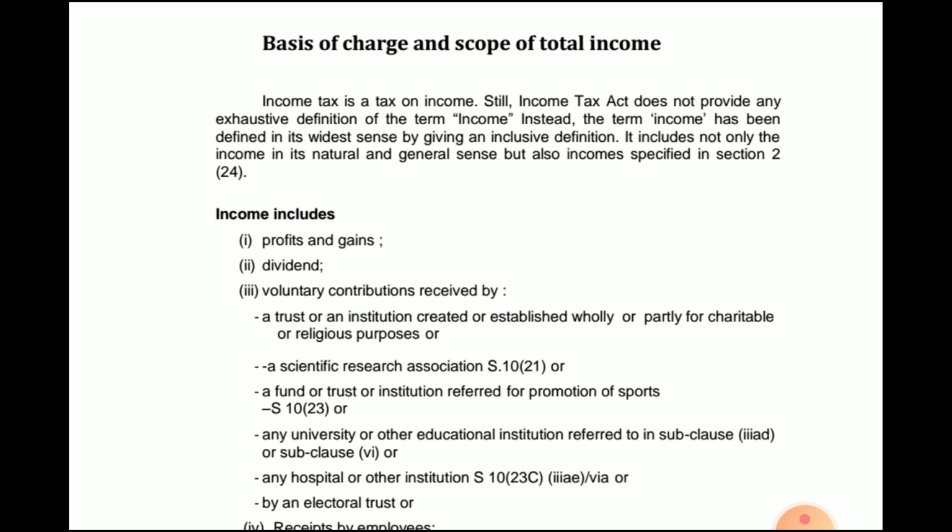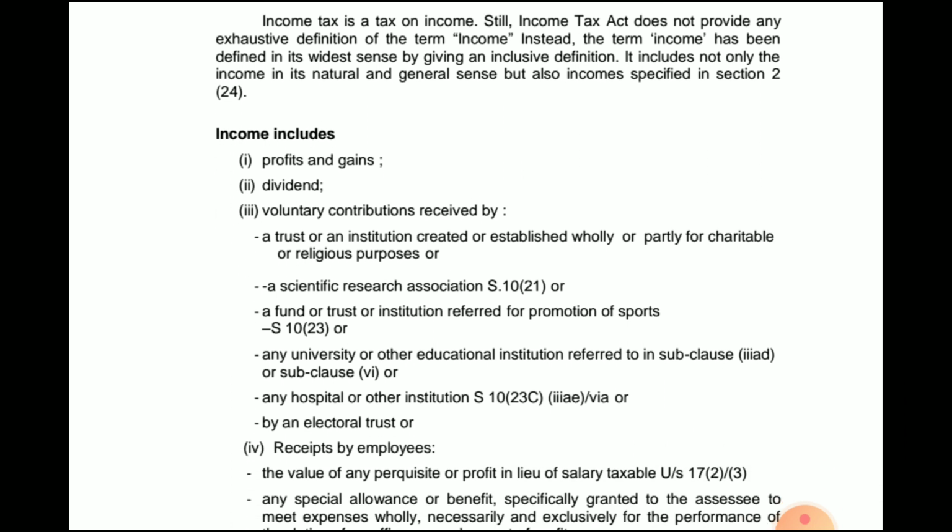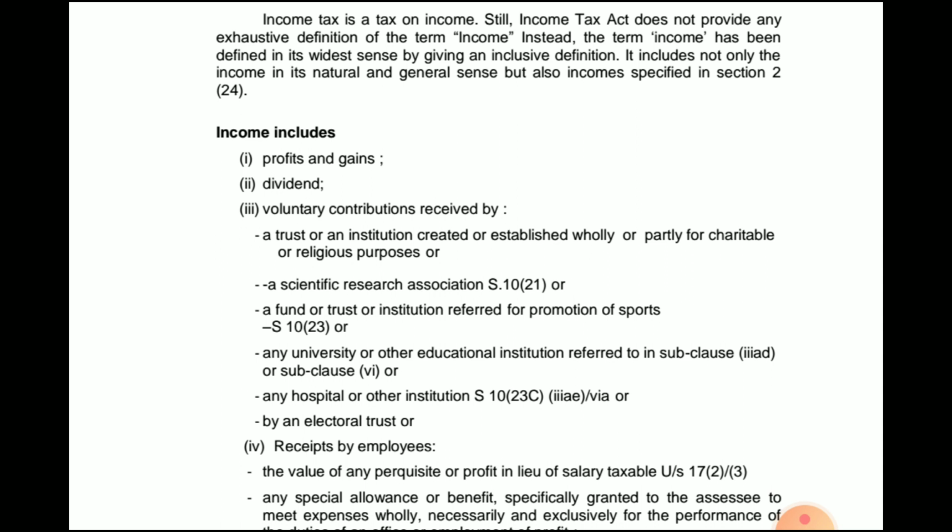So income includes number 1, profits and gains. If anybody is getting any profits or gains, right, profits in case of a business, gains in case of some winnings, or gains in case of some sale, etc., that is called income, right? Profits and gains is the first type of income.